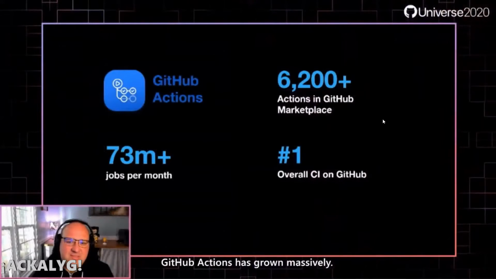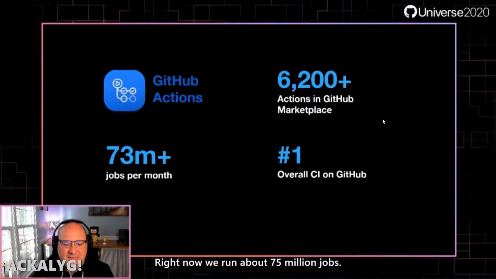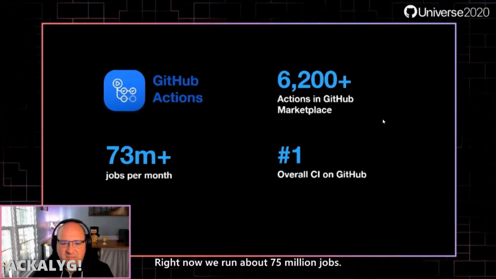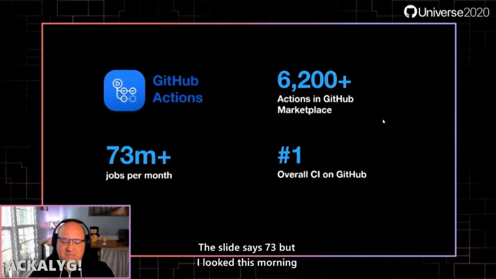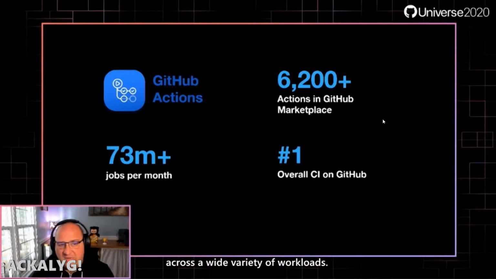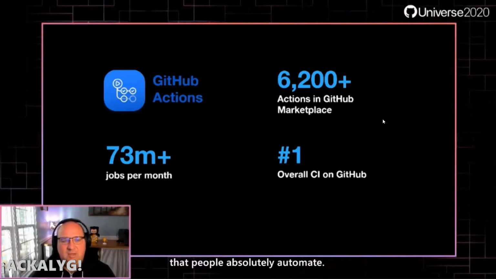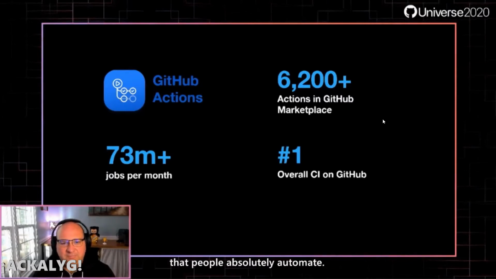GitHub Actions has grown massively. Right now, we run about 75 million jobs. The slide says 73, but when I looked this morning, it's about 75 million different jobs a month across a wide variety of workloads. CI is probably the most common thing that people automate.